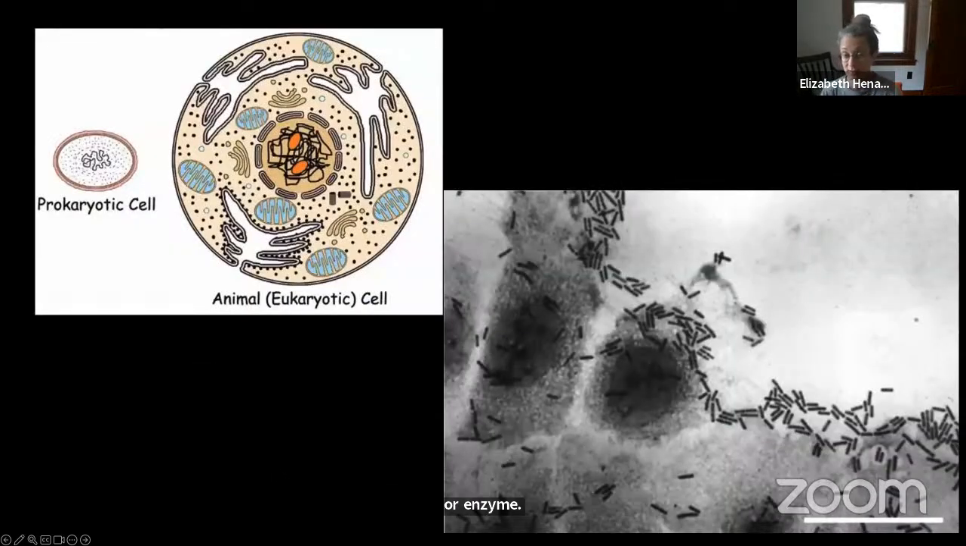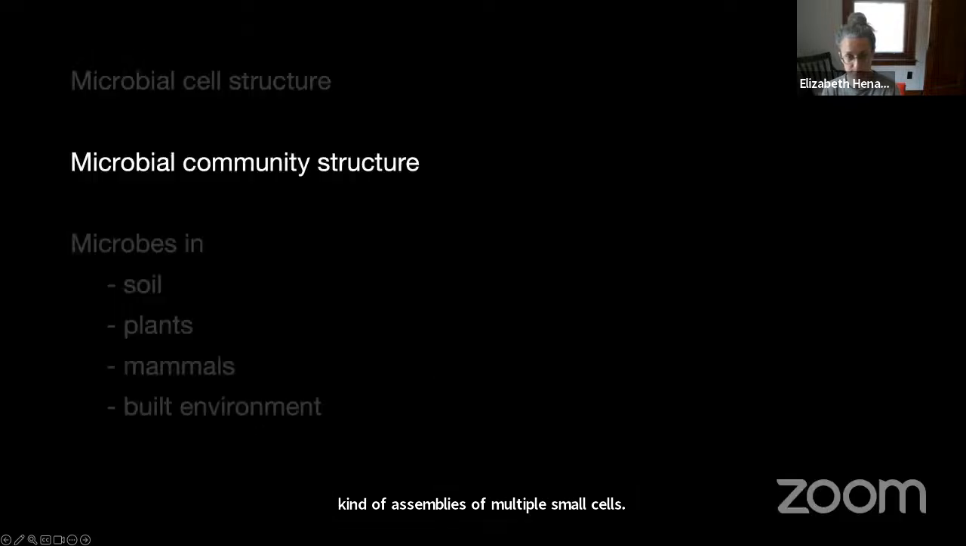Microbes exist in communities. Just thinking here about the difference in cell size, we have our animal cell and our prokaryotic cell, and this is a microscopy image that shows the difference in size. This big lump here is an animal cell, and these small lumps here, which are actually assemblies of multiple small cells, are bacterial cells. So you can see the difference in size here.